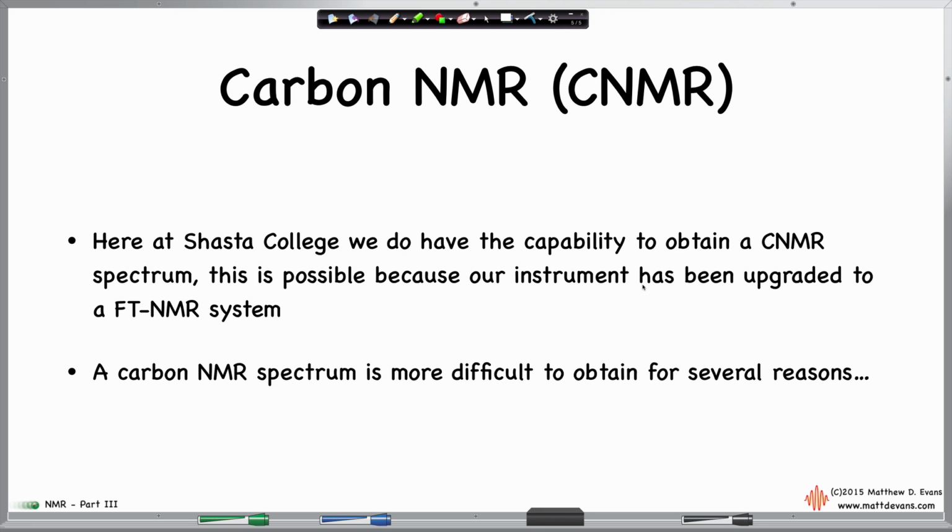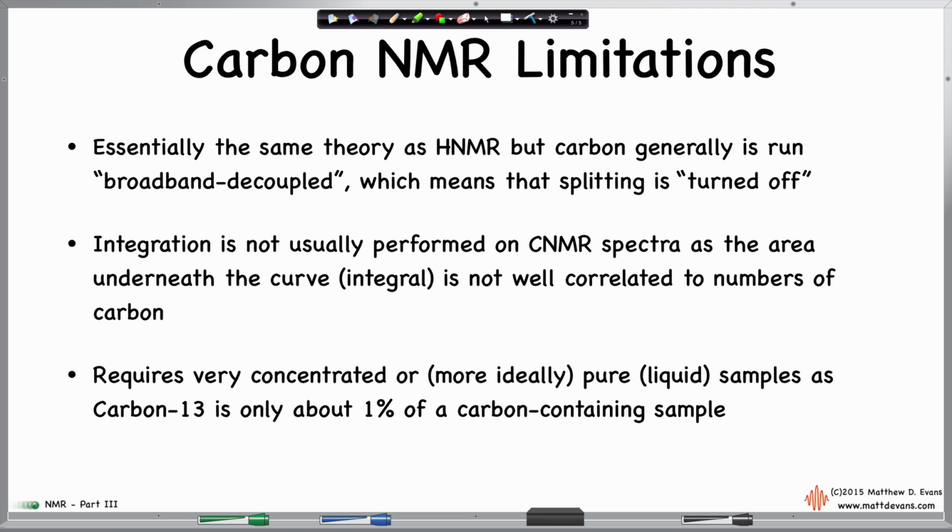Now, a carbon NMR spectrum is more difficult to obtain for several reasons, and right now I'm going to get into those reasons. Here are the limitations of carbon NMR. These are some hurdles that we sometimes have to get over. It's the same theory as HNMR, but carbon generally is run broadband decoupled. That's a fancy term that means the splitting is specifically turned off in a carbon spectrum, so you don't see any of these multiplet patterns.